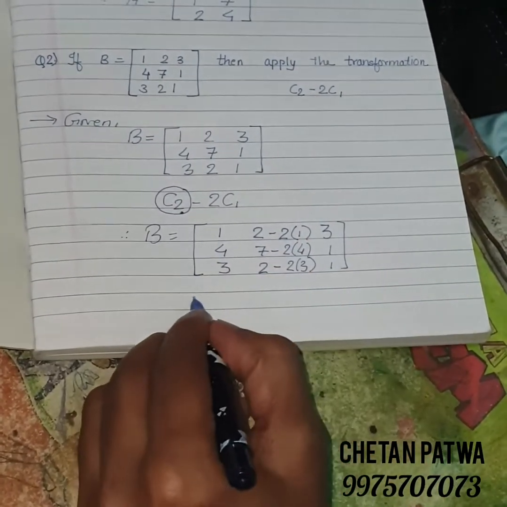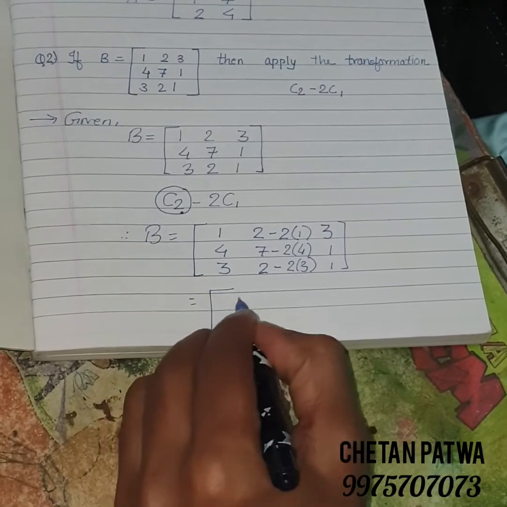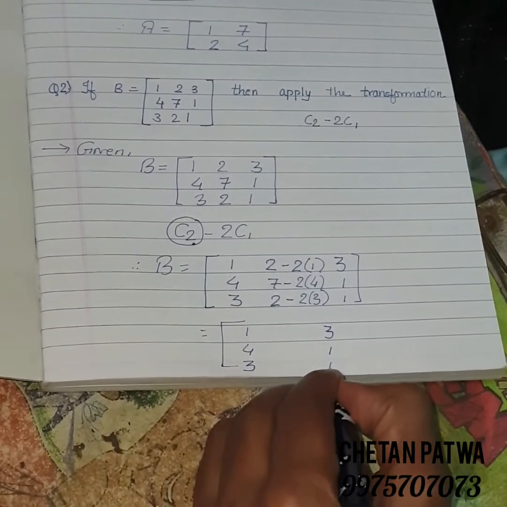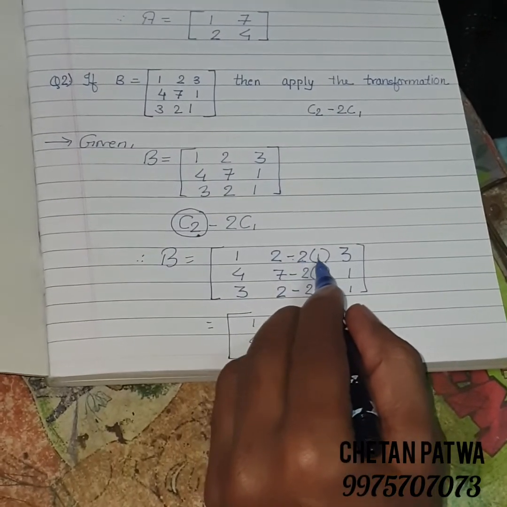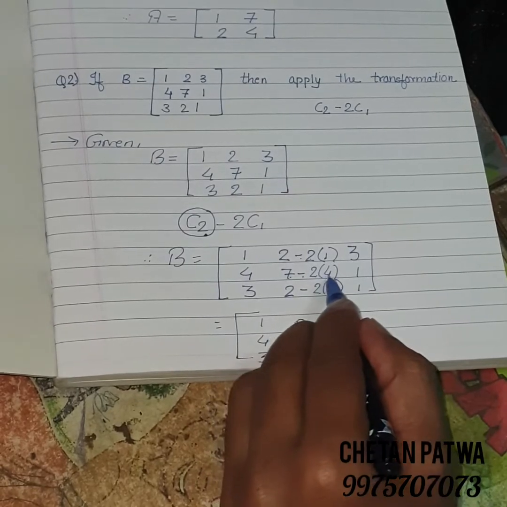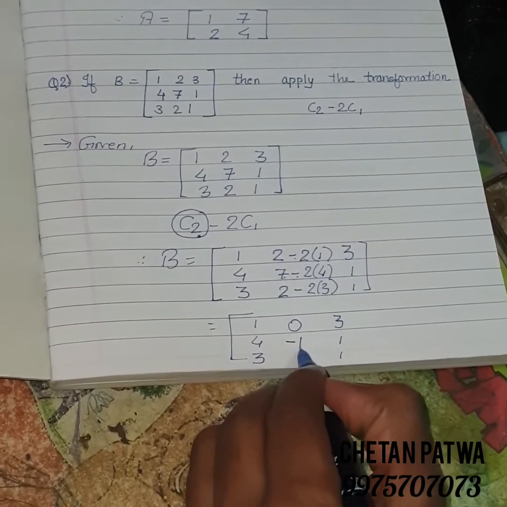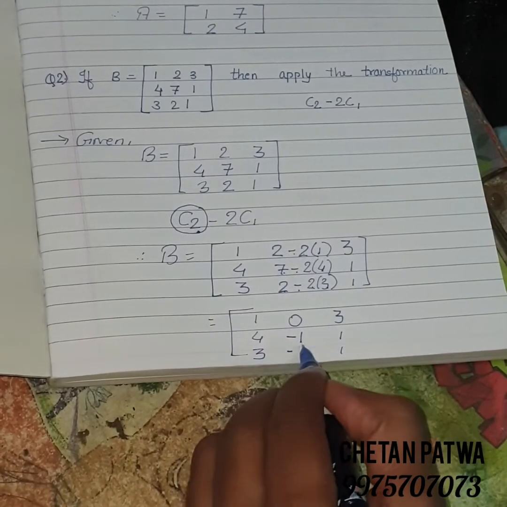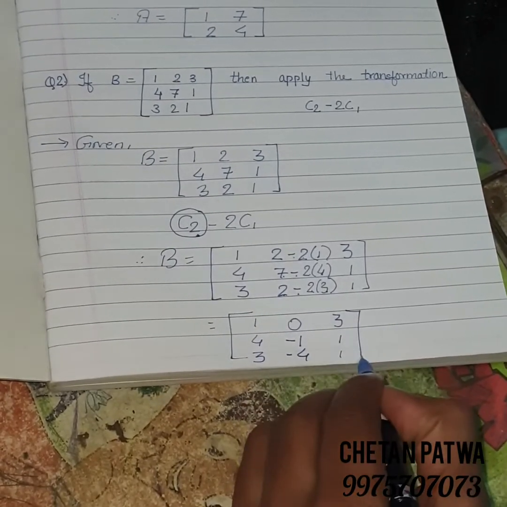Now we will simplify it. So that is equal to, first column 1, 4, 3, third column 3, 1, 1. Second column: 2 minus 2 ones are 2, so 2 minus 2 is 0. 7 minus 2 fours are 8, so 7 minus 8 is minus 1. 2 minus 2 threes are 6, so 2 minus 6 is minus 4.